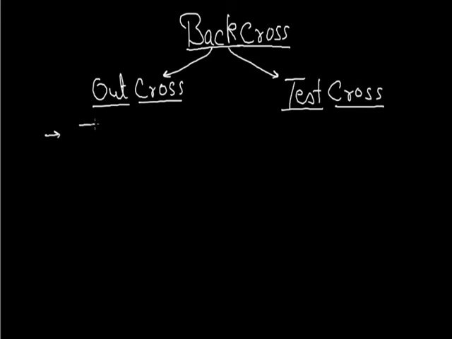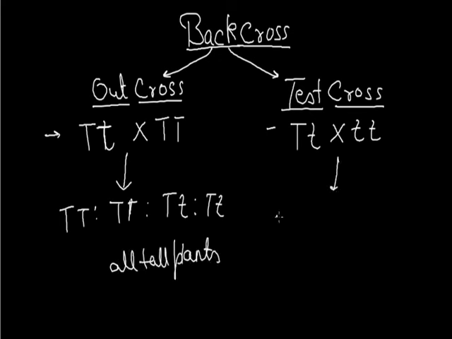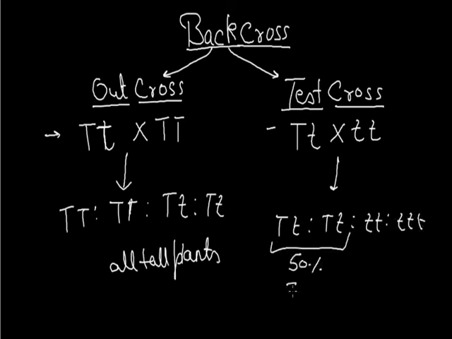In an out cross, the F1 generation is crossed with the dominant pure parent, and in a test cross, the F1 generation is crossed with the dwarf homozygous recessive parent. Here we get all tall plants, and here we get 50% of the plants tall and 50% of the plants dwarf.